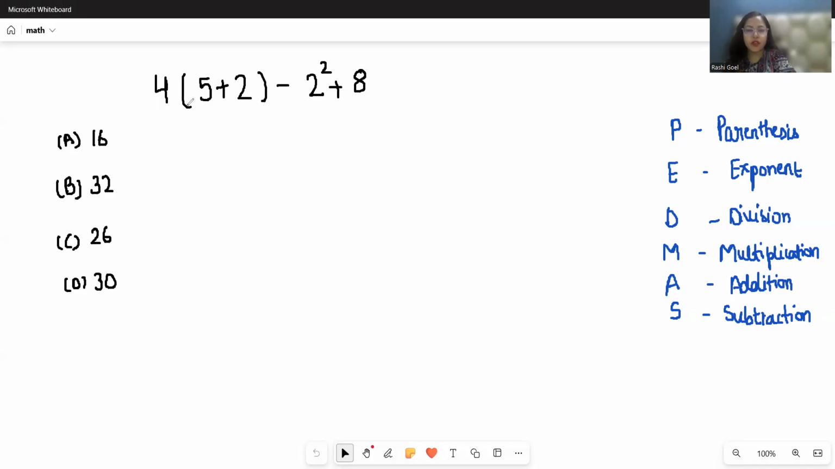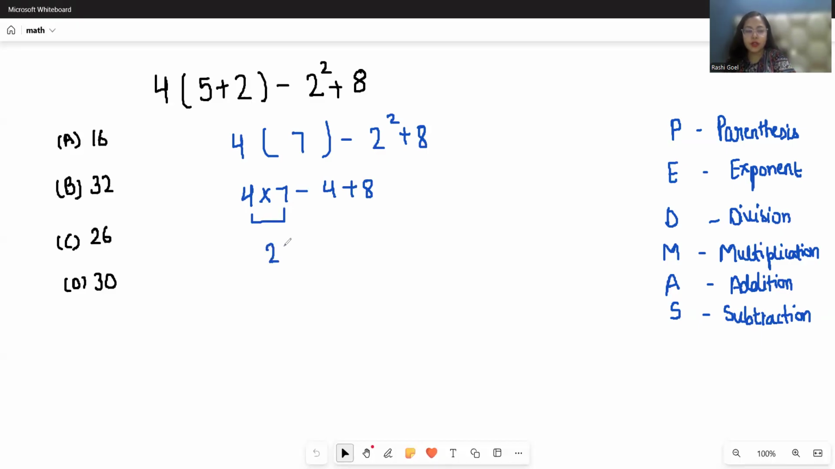So first we'll solve the bracket. So 5 plus 2 is 7, 4(7) − 2² + 8. There is no sign between bracket and 4, so here is multiplication. 2² is 4, plus 8. Now we will do multiplication first.